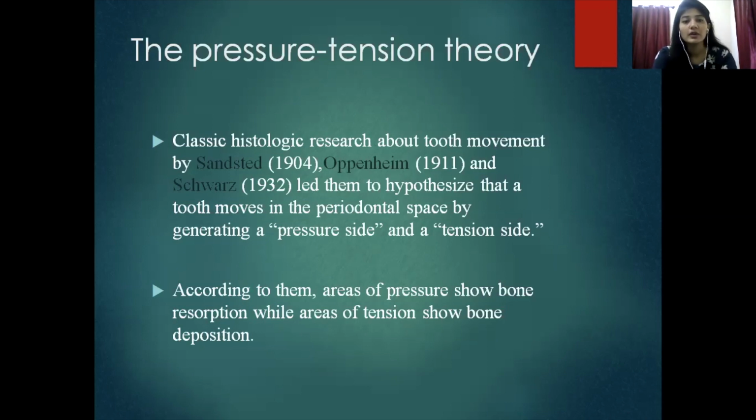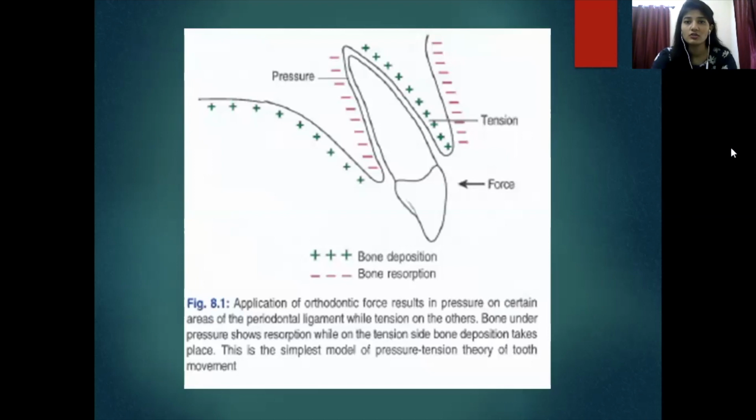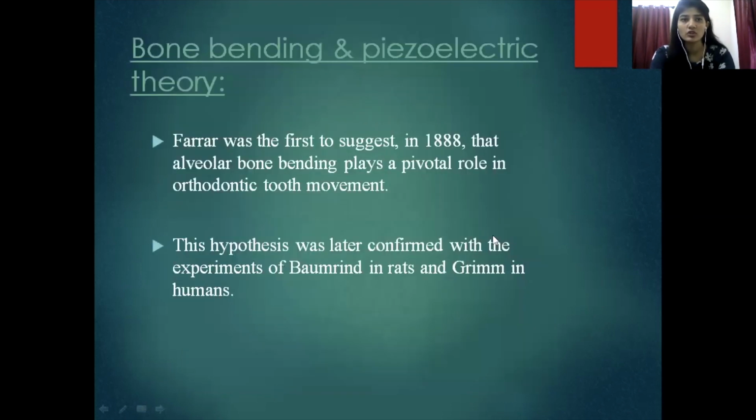According to them, the areas of pressure show bone resorption, while the areas of tension show bone deposition. Here you can see the force is acting in this direction. The side in the direction of the force is called the pressure side. There is bone resorption on that side, and where is the tension side? There is bone deposition.